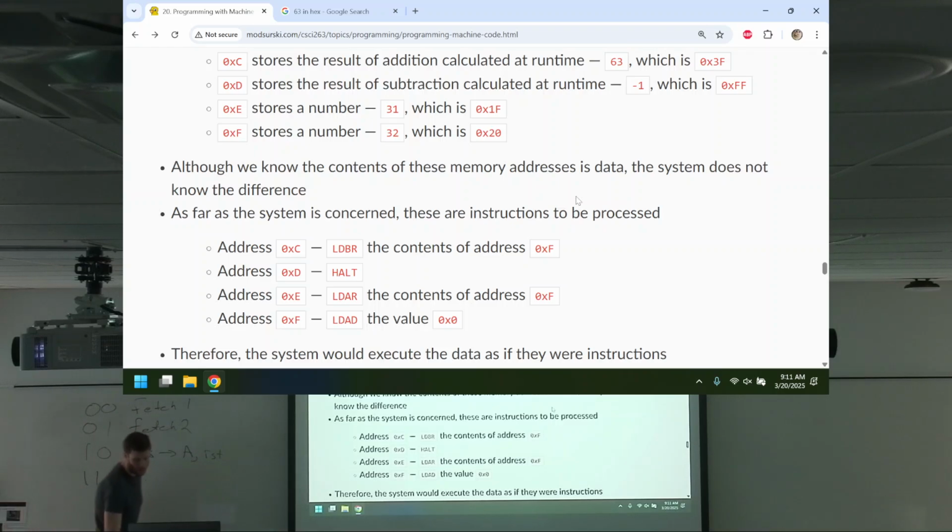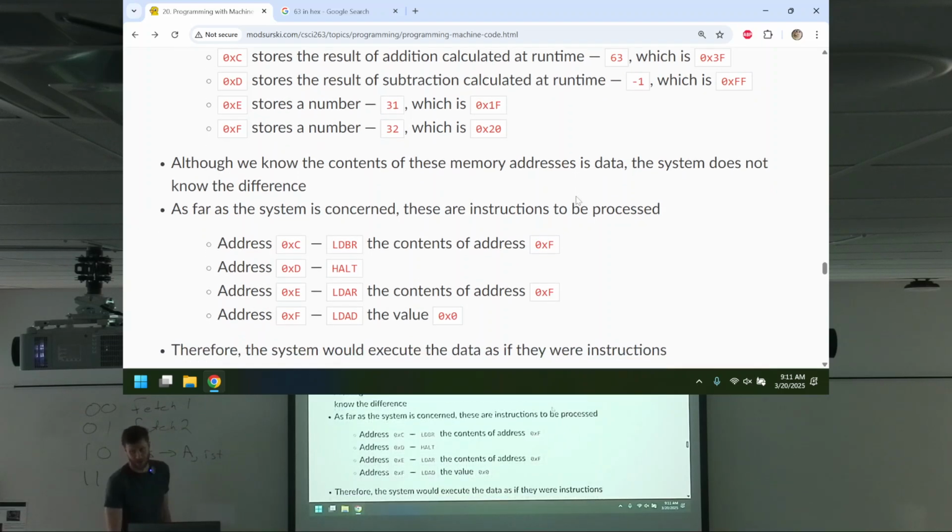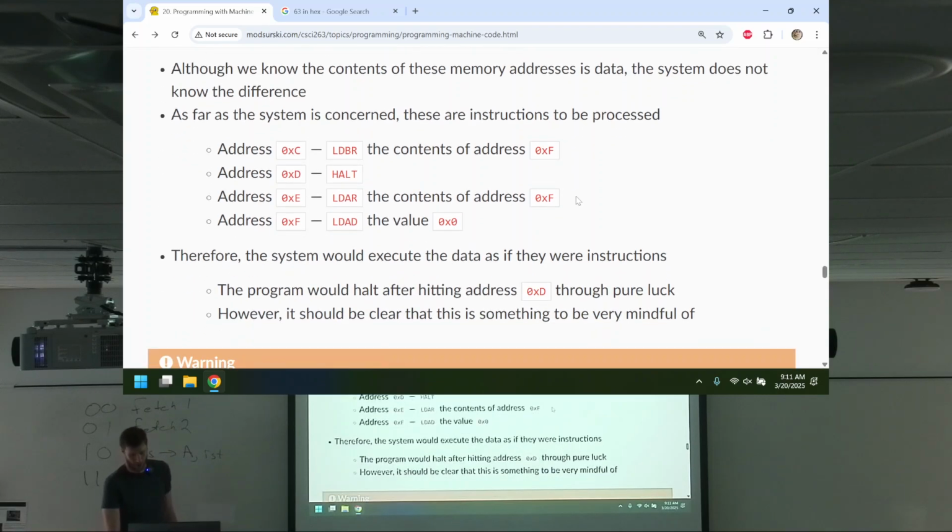So the system doesn't know the difference between data and instructions. So the system would conclude that, well, that means load into B from RAM, halt. That's wrong. That should be an F. Oh, no, the contents of address D is halt. Load A from RAM and load D. But this is just pure dumb luck of what the data is.